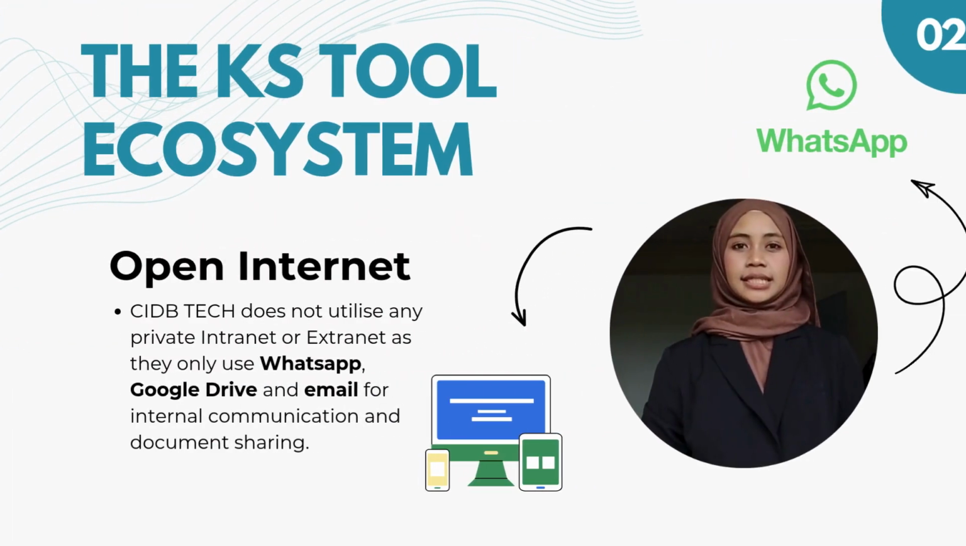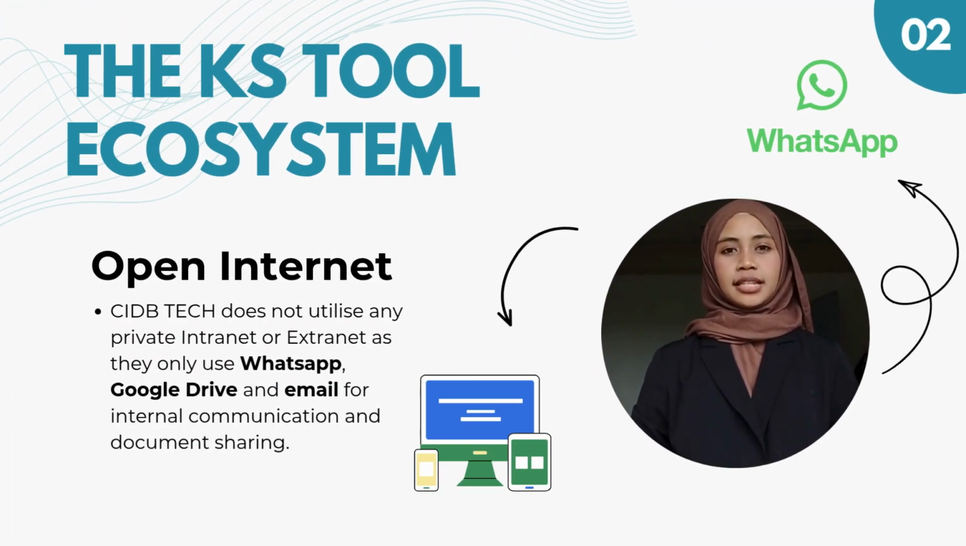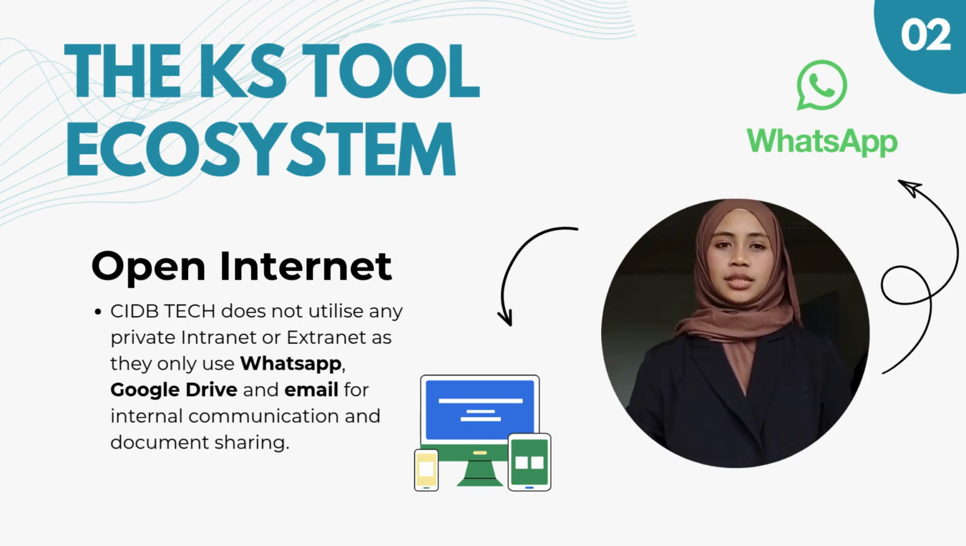Next, I will explain the technical infrastructure used by CIDB Tech, specifically their networking tools. Based on our interview, CIDB Tech does not use any private intranet or extranet for internal communication and document sharing. Instead, they rely on email services through a delegated server managed under CIDB Holdings for official communication. For general communication and collaboration, employees have open access to the internet. This allows them to communicate with team members and share information efficiently.